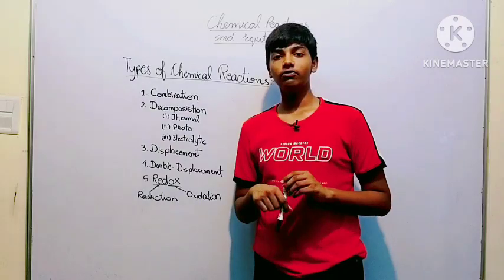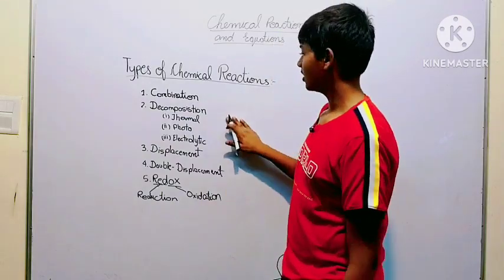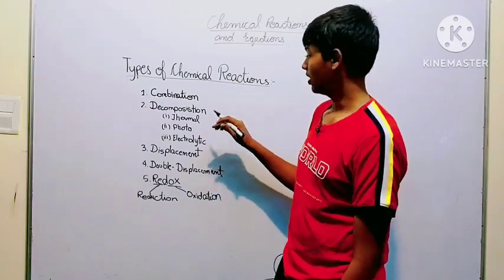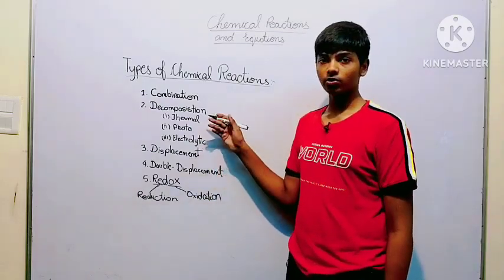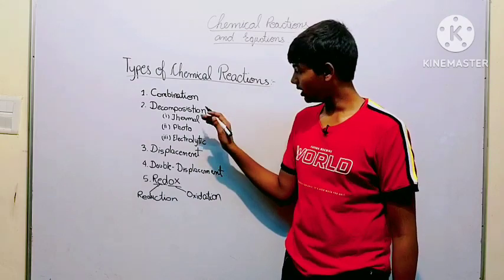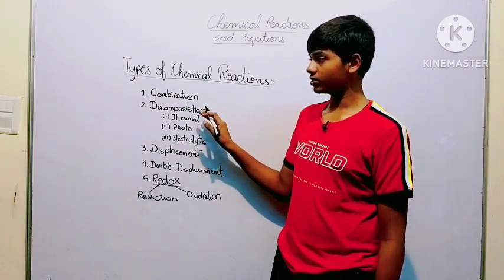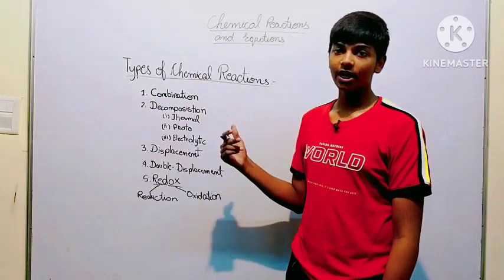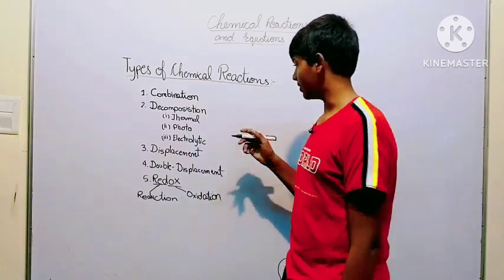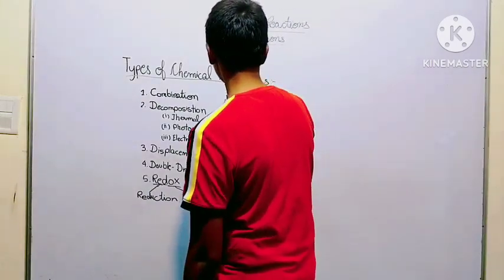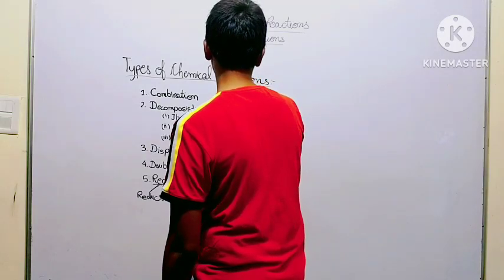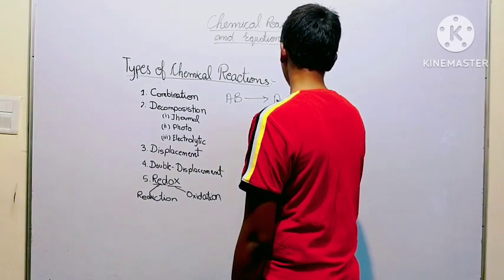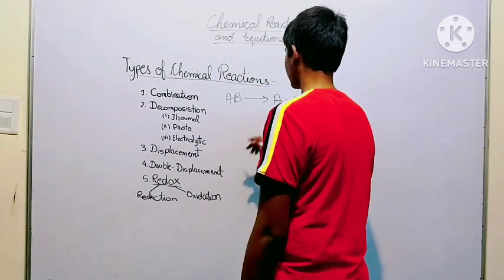Our second type of reaction is decomposition reaction. Decomposition reaction is just the opposite of combination reaction, and it is very easily understandable. In decomposition, a complex compound is broken down into simpler compounds and elements. Symbolically, AB will decompose to form A and B.